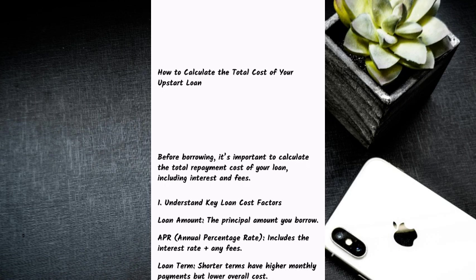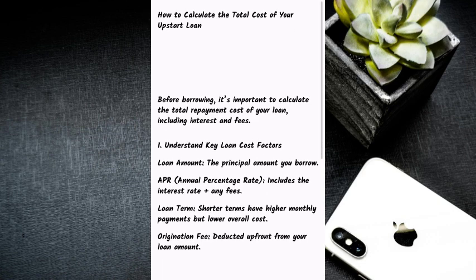The factors include loan amount, which is the principal amount that you borrow. There's also APR, which is the annual percentage rate. This includes the interest rate plus any other fees. You also have loan terms. Shorter loan terms have higher monthly payments but lower overall cost. And there's also the origination fee, which is deducted upfront from your loan amount.